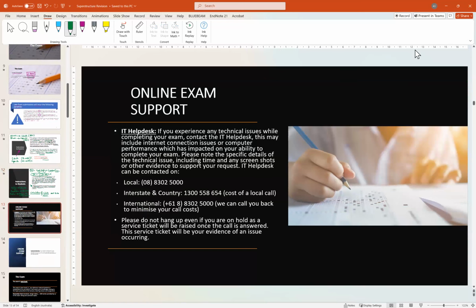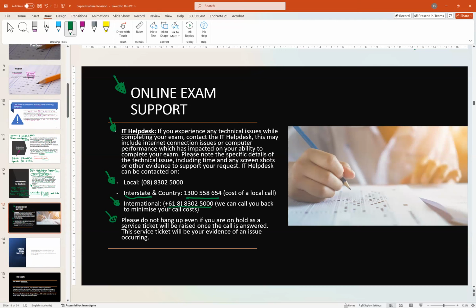And here is some online exam support. If you have any problem during the test, for example if you can't log in or if you have any difficulties or technical problems, you can talk to IT. You can also call them on mobile here. If you are interstate or not in Adelaide, you can call this number. If you are overseas, you can call this number with this key.